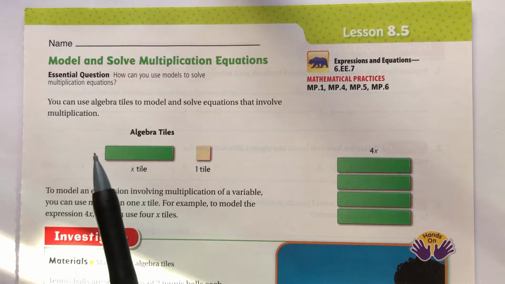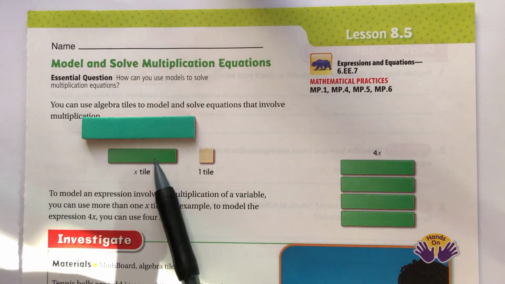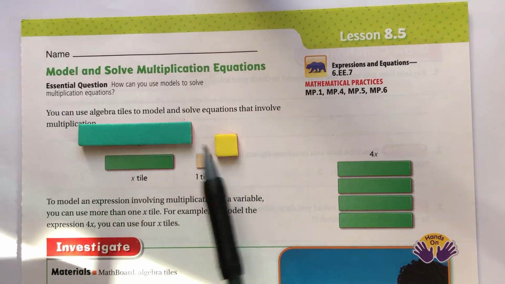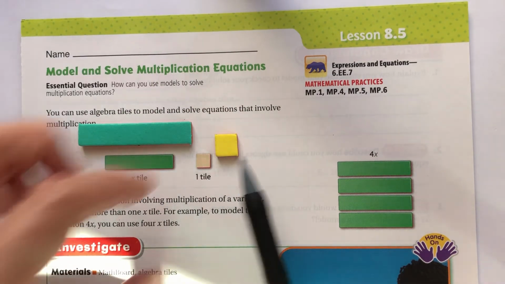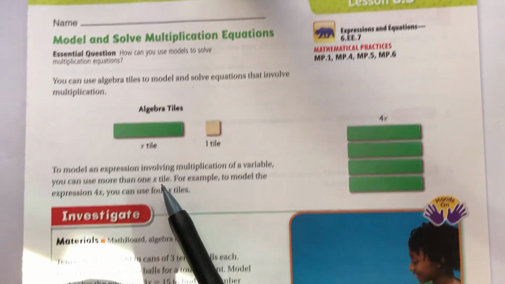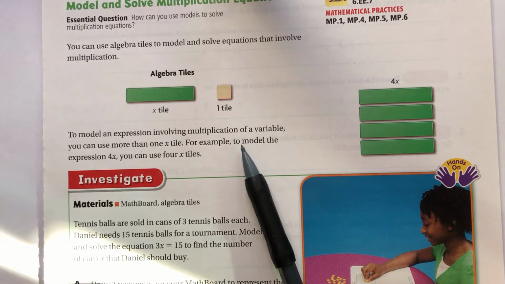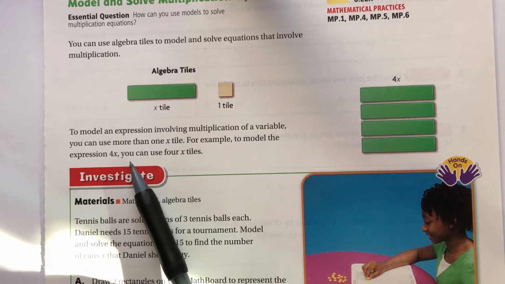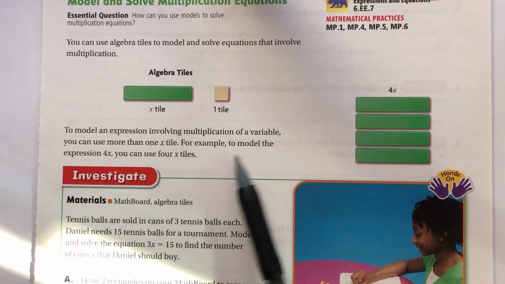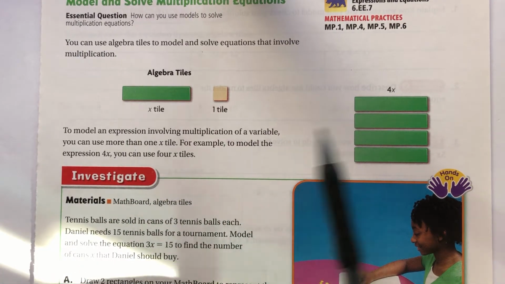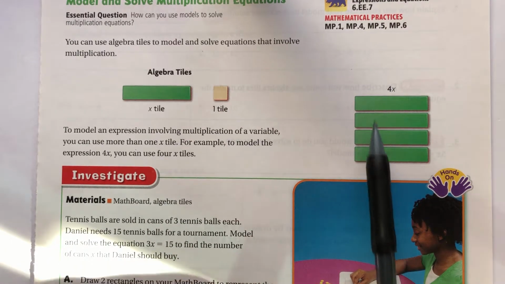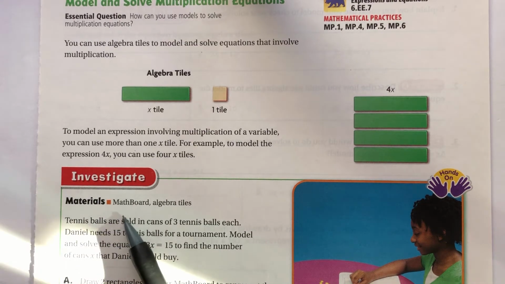So one green X tile represents the variable, and then each one of these little 1 tiles represents the number 1. All right, here we go. To model an expression involving multiplication of a variable, you can use more than one X tile. For example, to model the expression 4X, you can use 4 X tiles. So there's 4 X's there, hence the 4X.